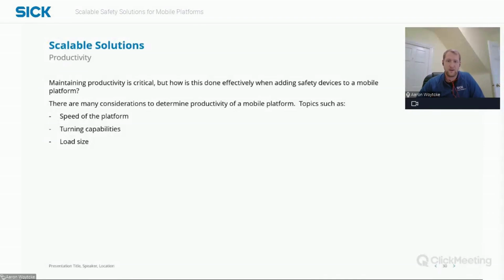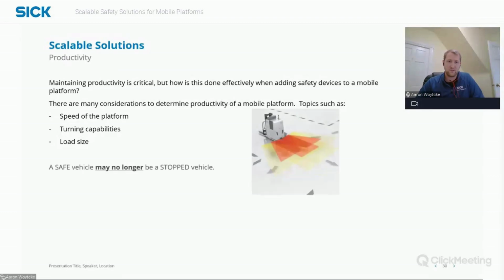Historically, if you look at everything over the last 30 years, as we've worked to develop some of these standards and guidelines, safety has been perceived as a hindrance to productivity, like I mentioned earlier. So it's either been simplified or minimized, like Chris mentioned before, or completely overlooked. But when considering scalable safety, a safe vehicle may no longer be a stopped vehicle.